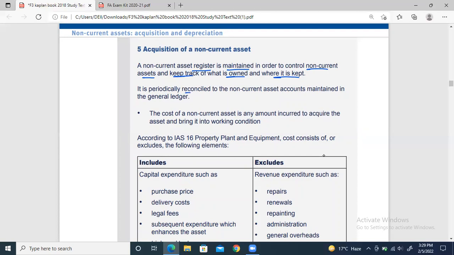So it is periodically reconciled to the non-current asset accounts maintained in the general ledger. So obviously there are T accounts as well that are maintained. So all these things are basically reconciled with each other. Okay. Yeah. The cost of a non-current asset is any amount incurred to acquire the asset and bring it to its working condition. Now this brings me to two points over here.